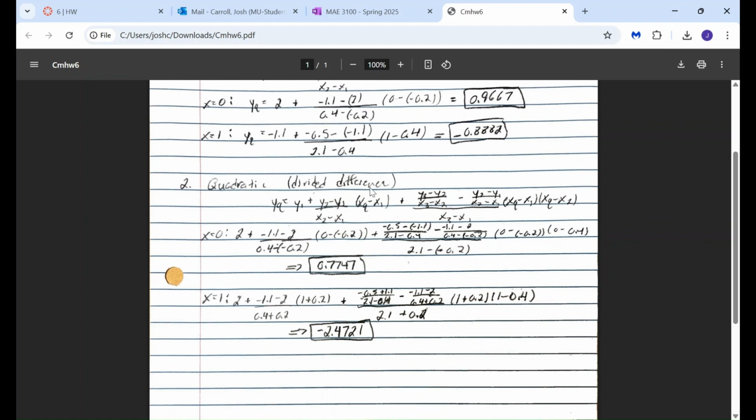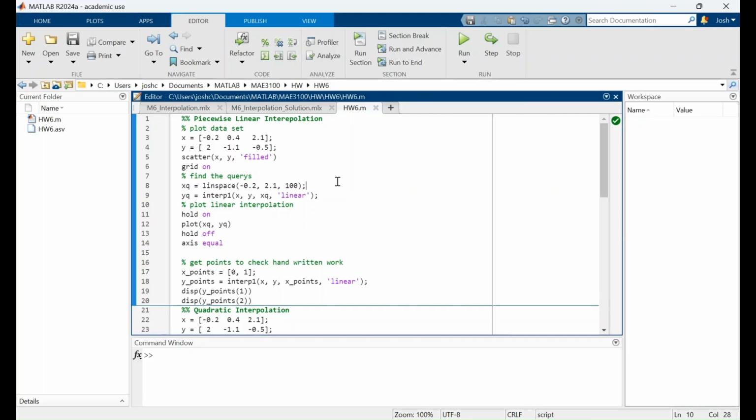All right, let's bounce over to my code. All right, on to the code.